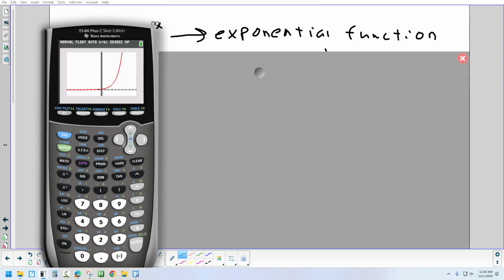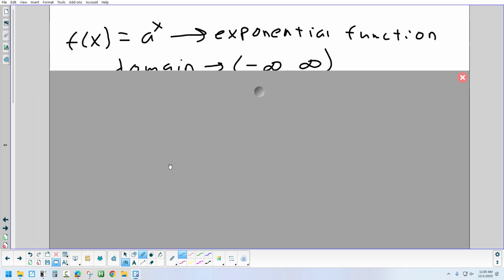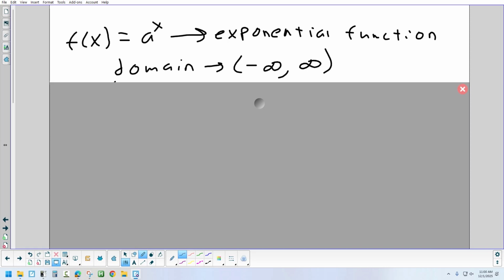Oh, I'm thinking, all real numbers. Yeah. The domain is all real numbers. We'll talk about range in a second. But yeah, domain is all real numbers because it does go left and right forever. You can't change that. When you have an exponential, that does not change.